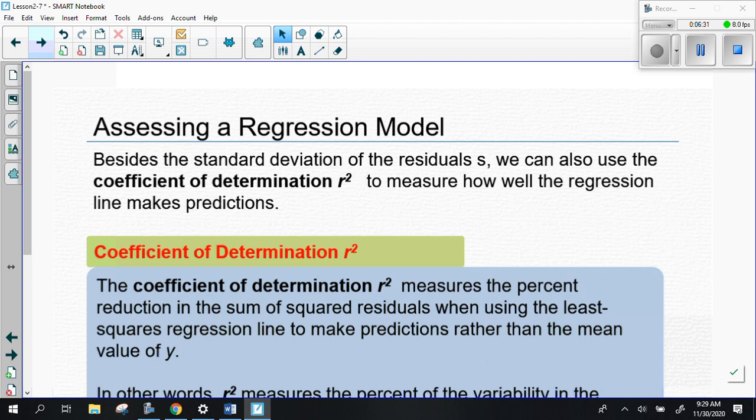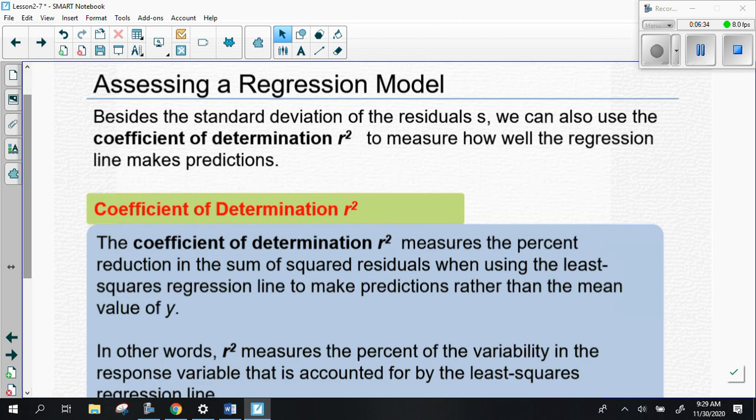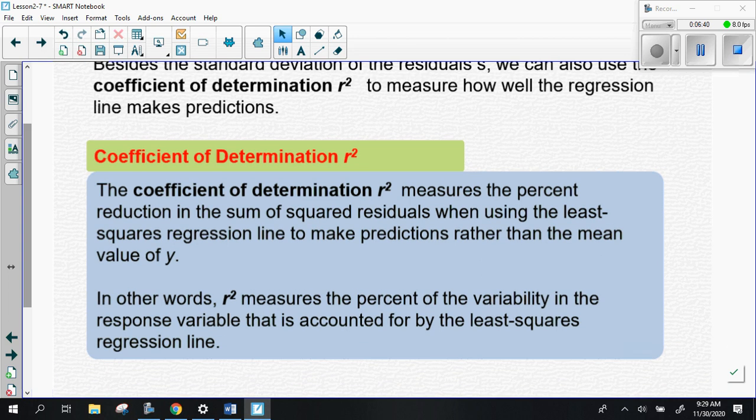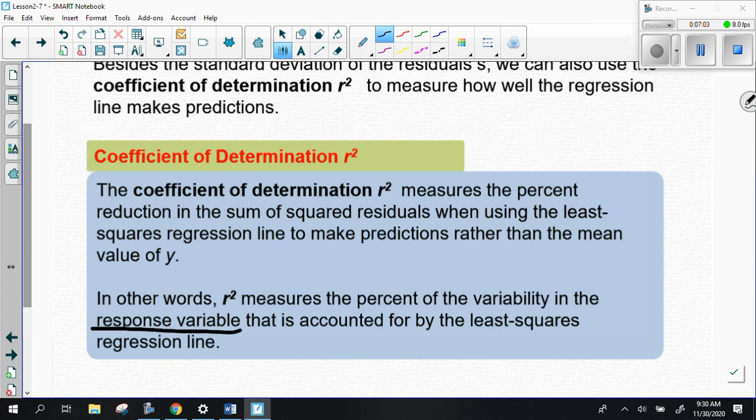We're also going to be looking right now at the coefficient of determination. That's R squared. Really, all you have to do is kind of memorize this script. R squared measures the percent of variability in the response variable that is accounted for by the least squares regression line. So all you have to do is input in context what you're doing. If it's time or something like that, we'll insert it in there, and I'll show you. We'll use this here in a second. All right.